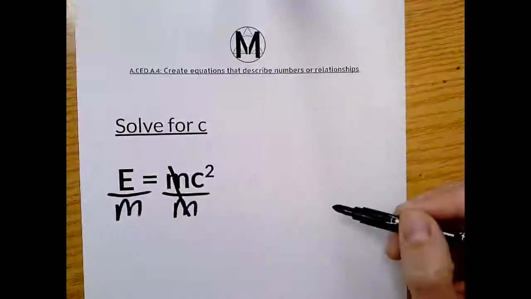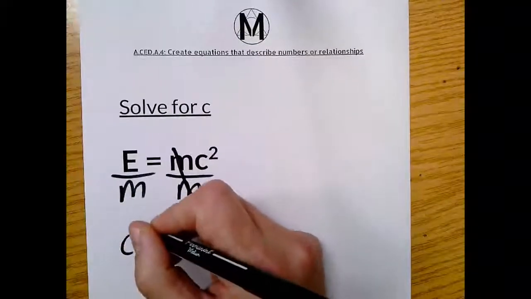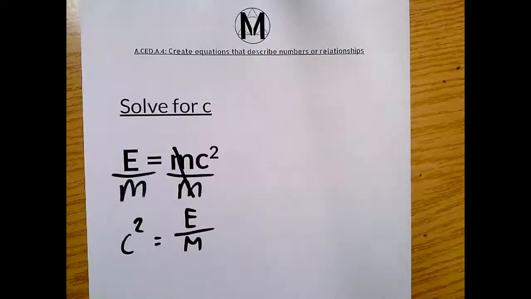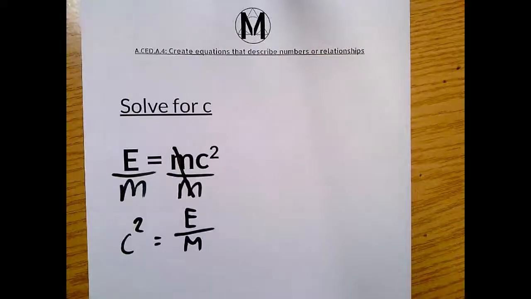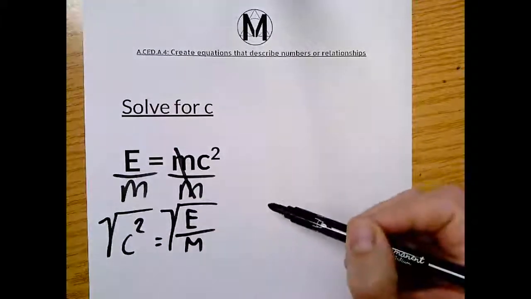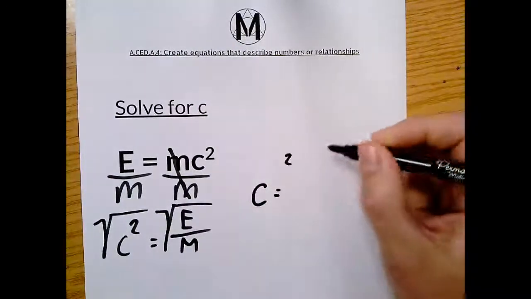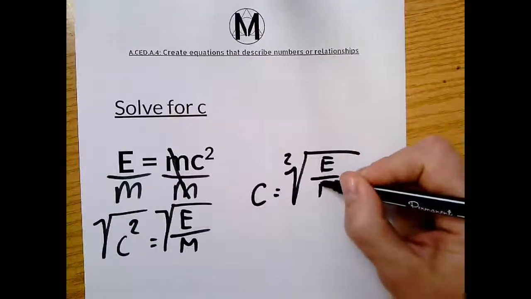These m's cancel. Great. And so I'm just going to write it left to right because I like it that way. It says c squared equals e divided by m. Okay, the c is almost all by itself, but it's not because of this exponent, this square. So the opposite of squaring something is taking the square root of something. So if I take the square root of both sides, okay, you're going to get c is, and I'll put the 2 there, why not, the square root of e over m.